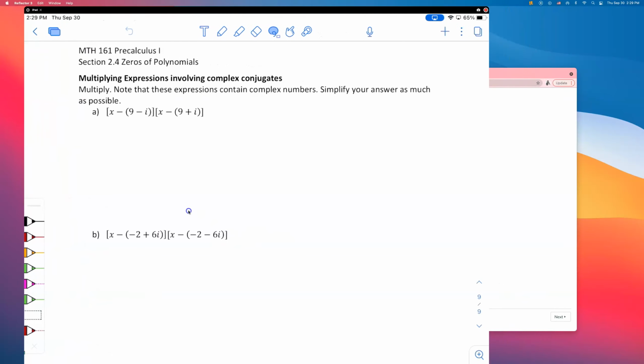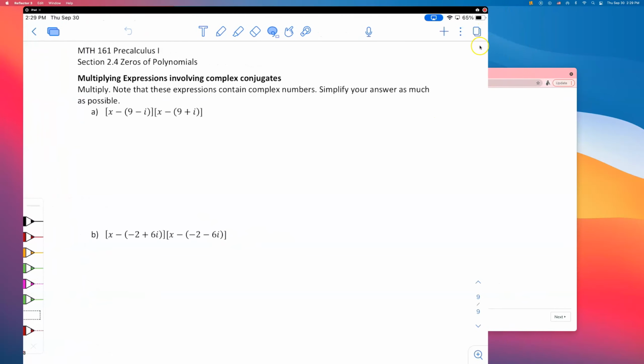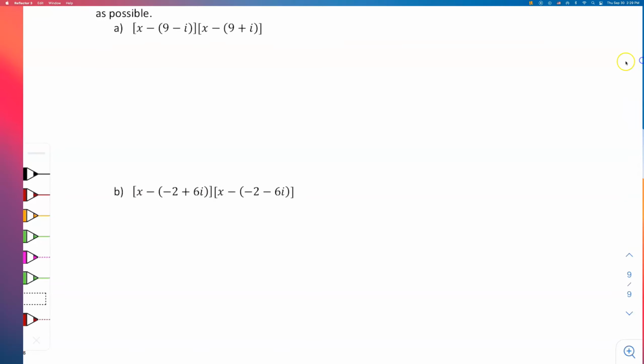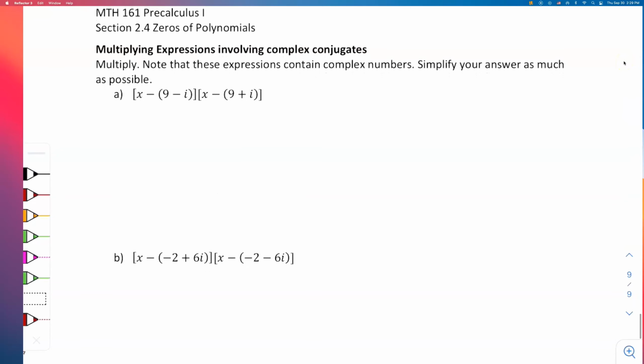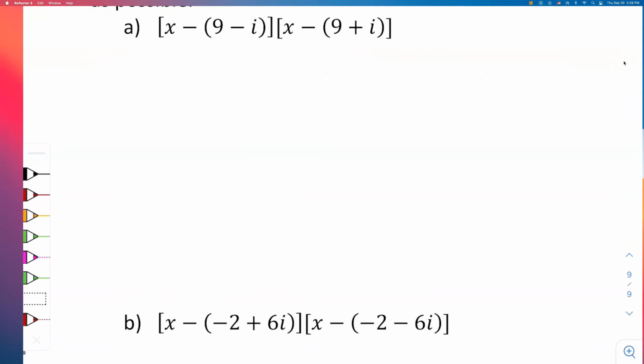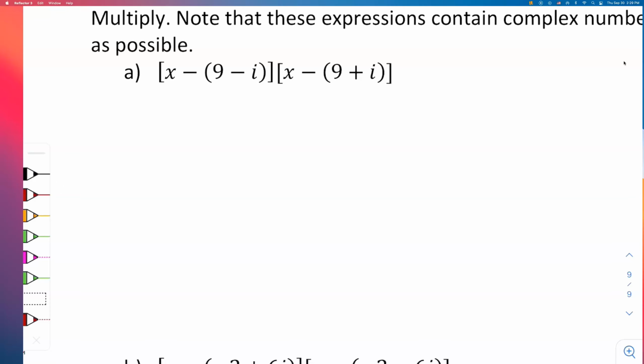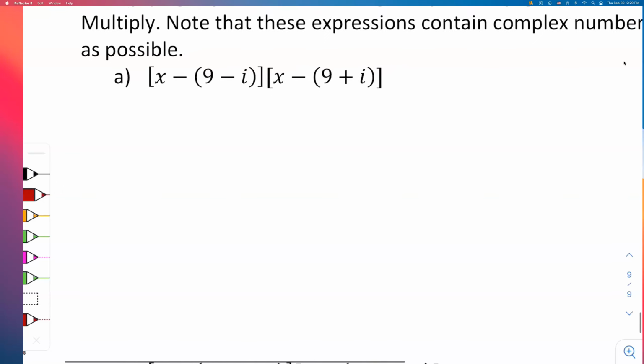In this video, I will show you how to multiply expressions involving complex conjugates. I'll show you two different methods. The first one is a little bit basic way. I will draw boxes to do multiplication of a trinomial times a trinomial.